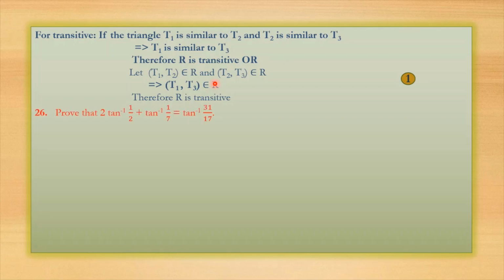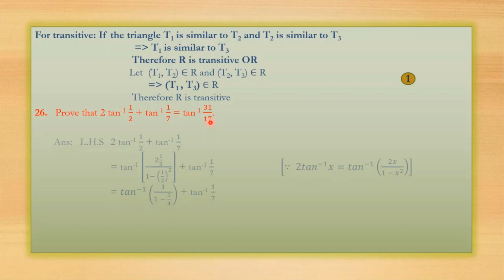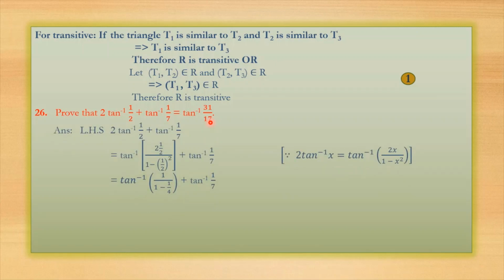Here, prove that 2 times tan inverse of 1 by 2 plus tan inverse of 1 by 7 is equal to tan inverse of 31 by 17. To prove this, we need a formula here, as we all know, that is 2 times tan inverse of x is equal to tan inverse of 2x divided by 1 minus x squared. So just replace 1 by 2 in place of x.